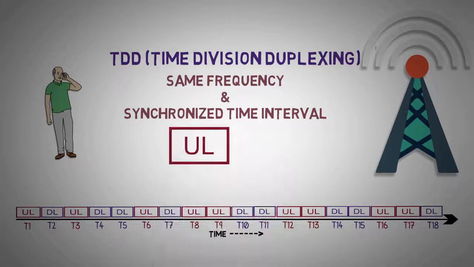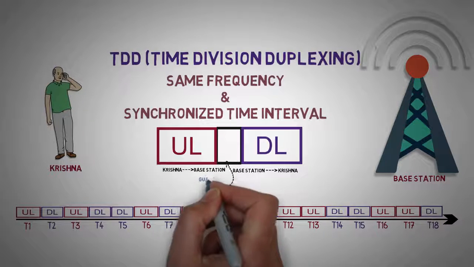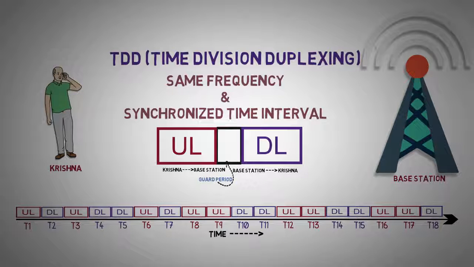For example, a TDD communication path has been set up between Krishna and base station. Krishna can alternatively transmit and receive over time. Krishna uses time slot 1 to transmit, slot 2 to receive, slot 3 to transmit and so on. Exact opposite with base station. As the transmission periods are relatively short, no time delay is noticed on voice transmissions. In between time slots, there are certain guard periods, so that signals traveling from base station can arrive at Krishna before Krishna starts transmitting.